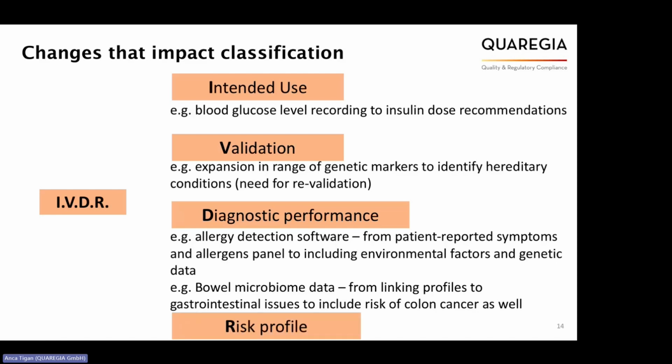And of course, there is the risk profile, and this is what the R stands for. Basically, every time, as you've seen in all of the previous examples on the slide, you change the risk profile of the device, you have to assess the impact on classification. Finally, I would like to discuss how these aspects like qualification, classification, and changes are relating to software that incorporates AI and ML models.